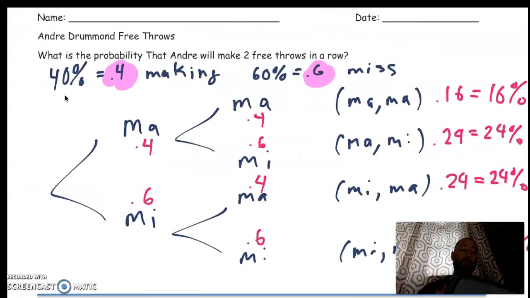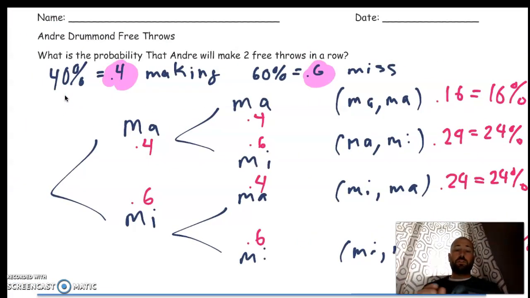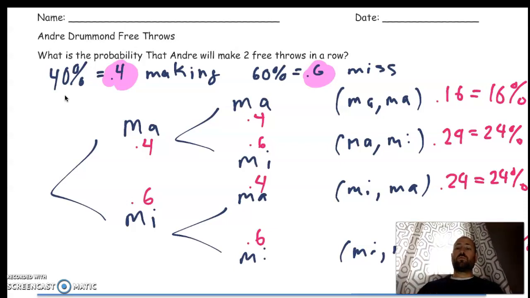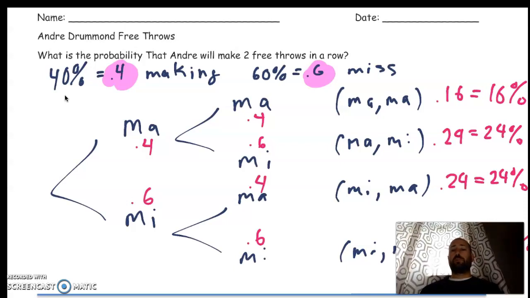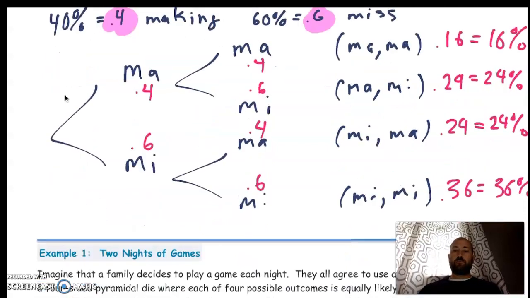Okay, so the question asks, what is the probability he'll make two in a row? Not very good, only 16%. You can see that if we take those two in the middle, 24% and 24%, those two are the chance he's going to make one out of two. So about half the time he makes one out of two, and then 36% of the time he's probably going to miss both of them.